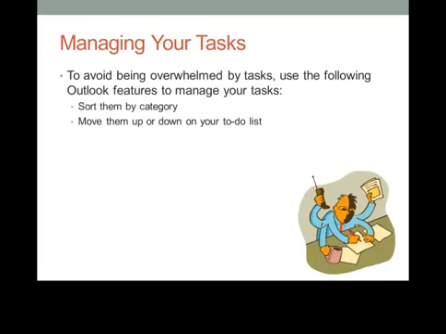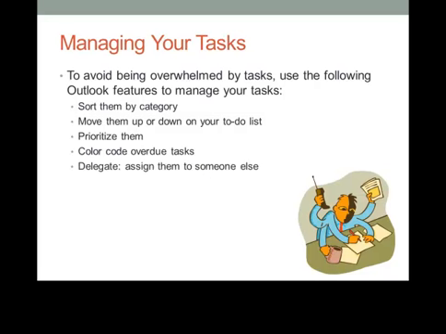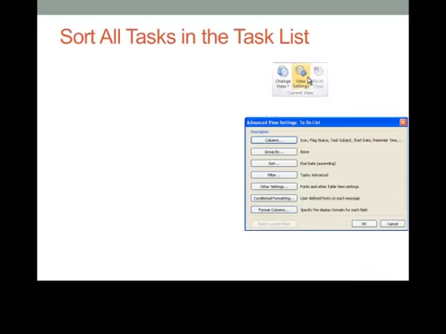You can move them up or down in your to-do list based on importance. You can prioritize them, and you can color code tasks that are overdue. Also, you can delegate or assign them to someone else. You can also use tasks with your calendar to help you plan your week. You can sort all your tasks in the task list using the following screen options.